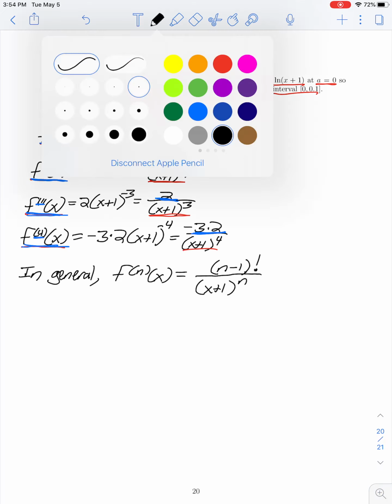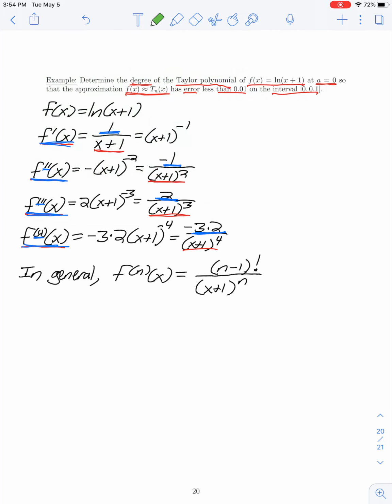Now the last thing that we still have to capture is the alternating sign. Notice that our first derivative was a positive expression. Our second derivative was negative. Our third derivative was positive, our fourth derivative was negative, and this pattern will repeat.